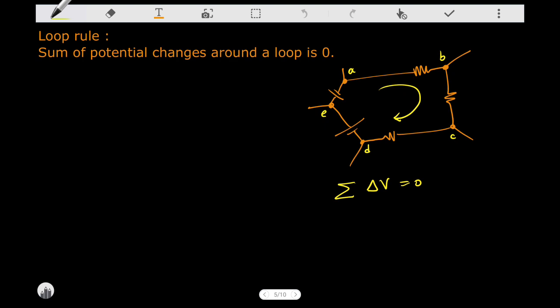Okay, let's pass to the loop rule. The loop rule says that the sum of the potential changes around a loop is zero.